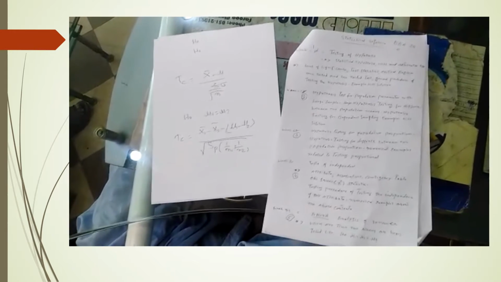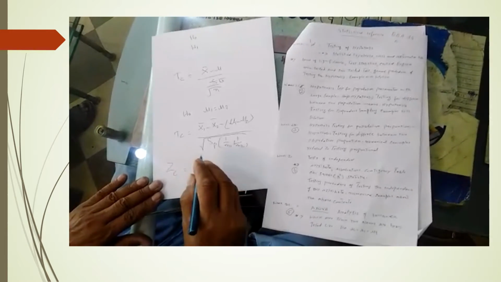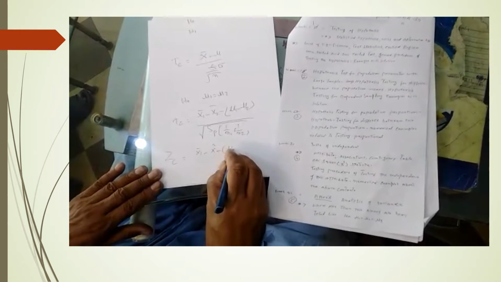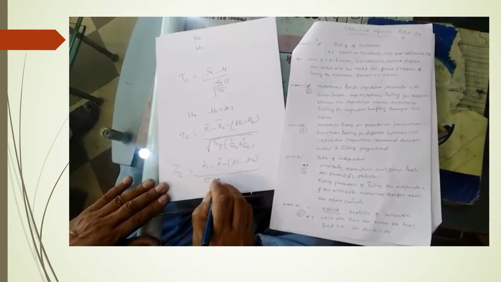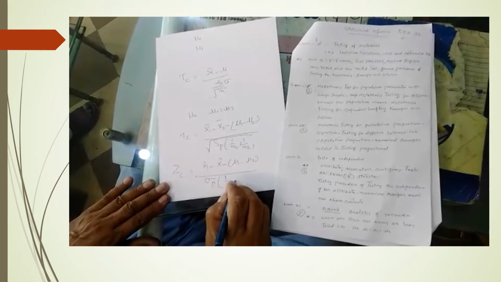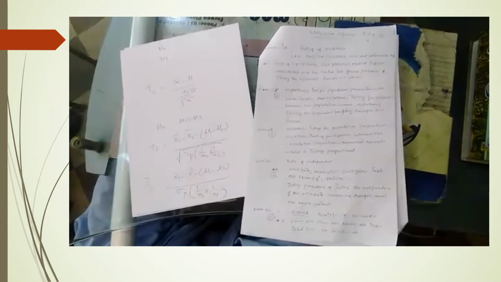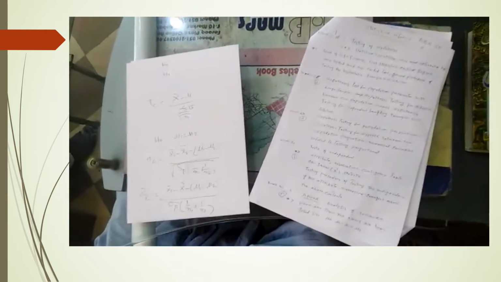But if the sample size is very large, then it will be a z-test. Only the difference is that x1 bar minus x2 bar minus (mu1 minus mu2) is all divided by sigma p times the square root of (1 over n1 plus 1 over n2), where sigma p is the pooled standard deviation of two populations.